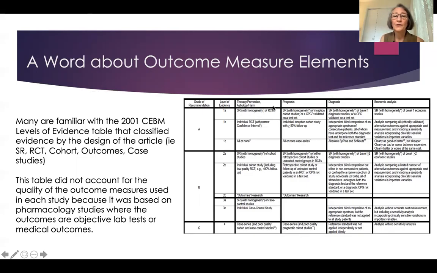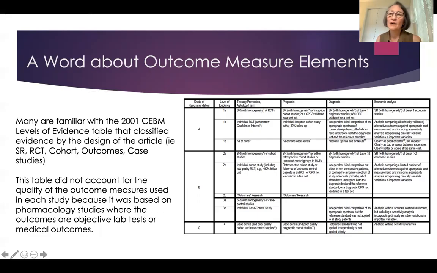A systematic review with RCTs or an individual RCT would be up at the 1 level. A systematic review of cohort studies would be at the level 2, or an individual cohort study would be a 2B. And outcomes research, where there is no control group, it's just a pre-test, post-test, was also considered level 2C. Case control studies were level 3, and it goes on down.